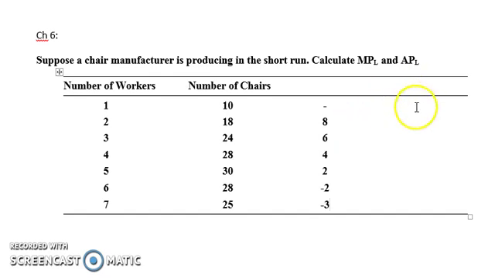And then the average product. The average product is the total output, total number of chairs, divided by the number of workers, or the inputs that we needed to produce that. So 10 divided by 1 is 10. Then it's 18 divided by 2, that is 9. Then we have 24 divided by 3, it's 8. And then it's 7. 30 divided by 5 is 6. 28 by 6 is 5.